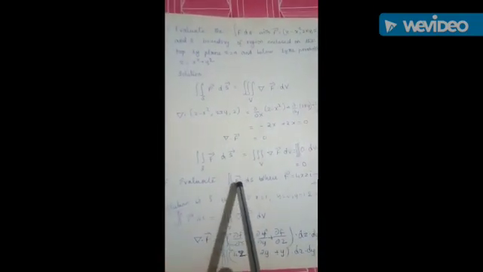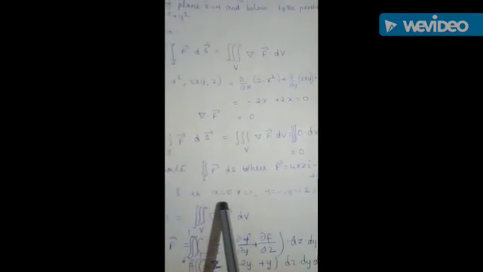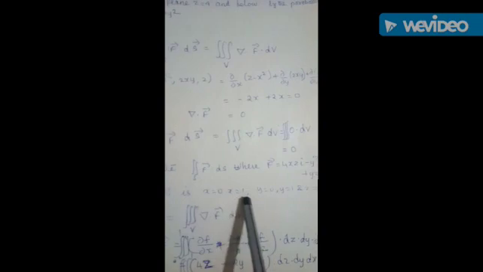The next problem, the second one: evaluate the surface integral of F dot dS where F = 4xz i − y² j + yz k. And S is the surface of the region with limits x = 0 to 1, y = 0 to 1 and z = 0 to 1. By the divergence theorem, the surface integral of F dot dS equals the volume integral of del dot F dV. Then you have to find del dot F first.